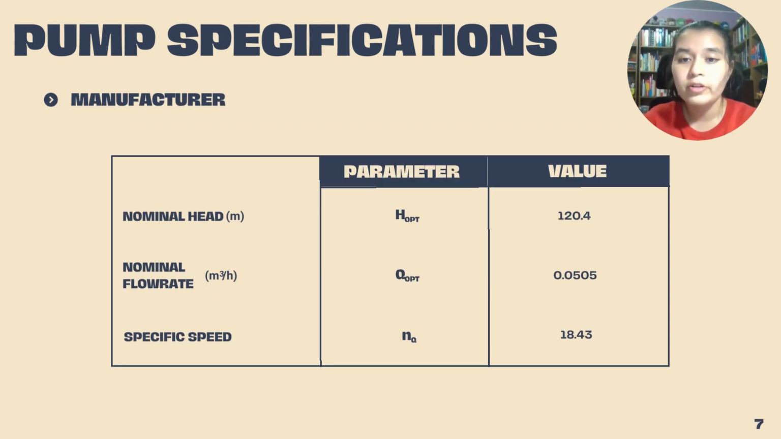Some important parameters that we obtained from the manufacturer that we're going to use are the nominal head, the nominal flow rate, and thanks to our calculus, we obtained the specific speed.